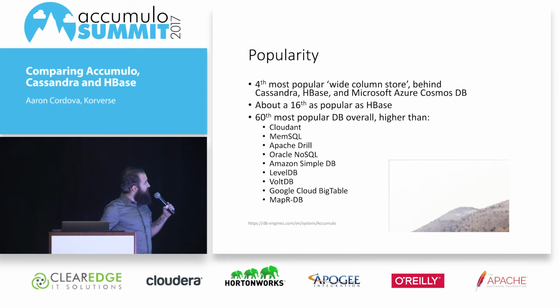Like I said, 60th most popular database overall. It's the 4th most popular wide column store behind Cassandra, HBase, and now Microsoft's Azure Cosmos DB. Does anyone know what that is? It's about a 16th as popular as HBase, so it's a distant 4th, or 3rd if you don't count Cosmos. But it's more popular than a lot of things like Apache Drill, Oracle's NoSQL, LevelDB, VoltDB, and Cloud Bigtable. That's cool.